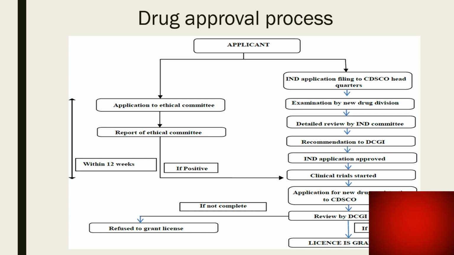This is the drug approval process. The applicant first files the IND application to CDSCO headquarters, which is then examined by the new drug division and reviewed in detail by the IND committee, then recommended to the DCGI. After that, the IND application is approved, clinical trials start, and then the application for new drug registration is made to CDSCO, which is further reviewed by the DCGI. If complete, the license is granted. If not complete, the license is refused.